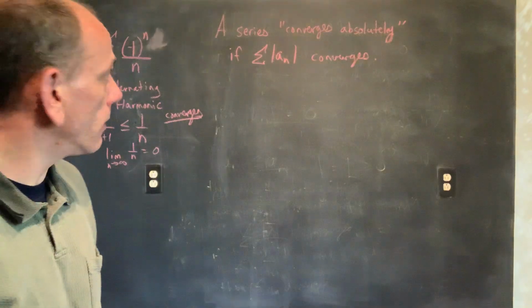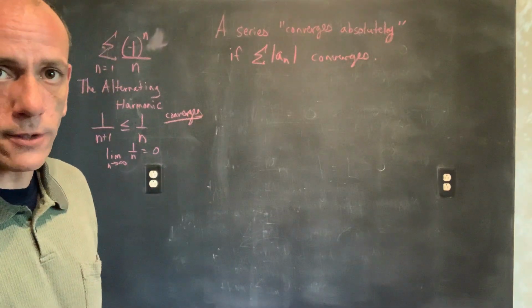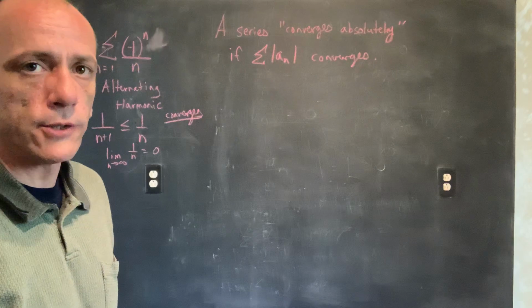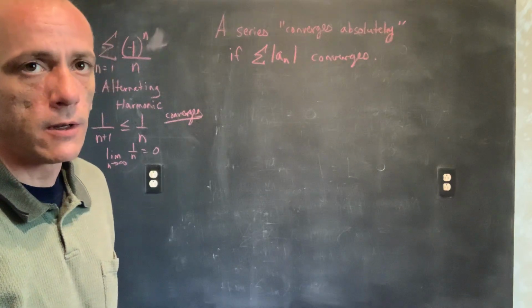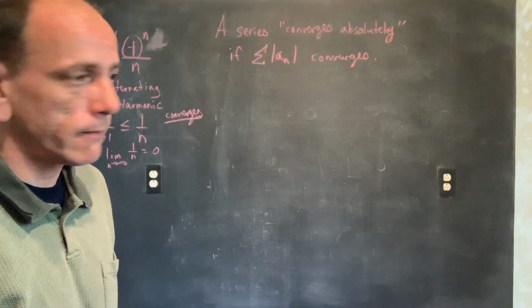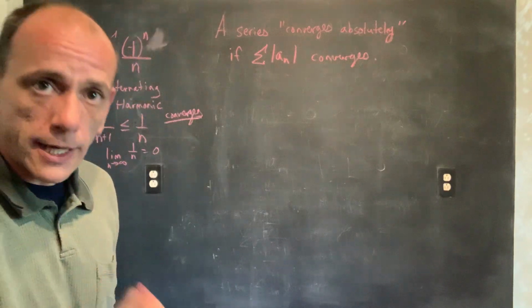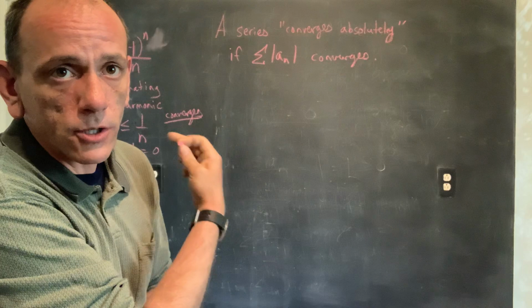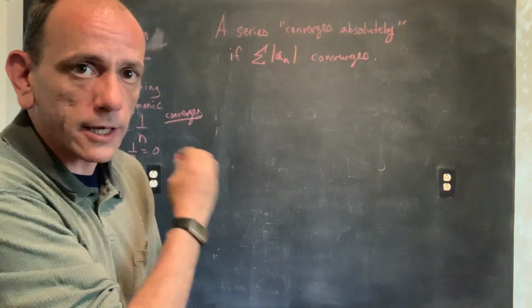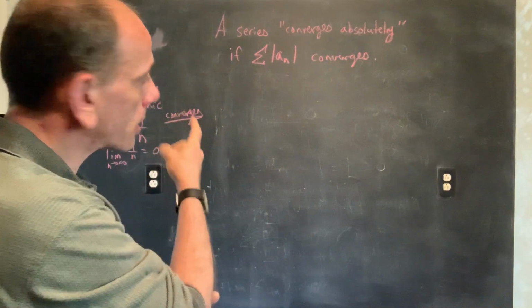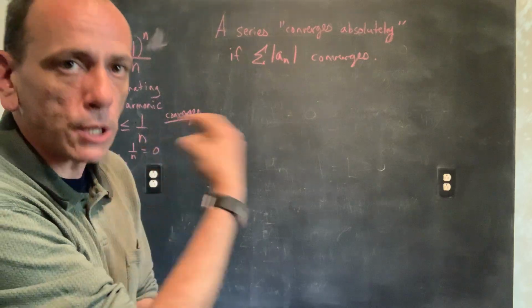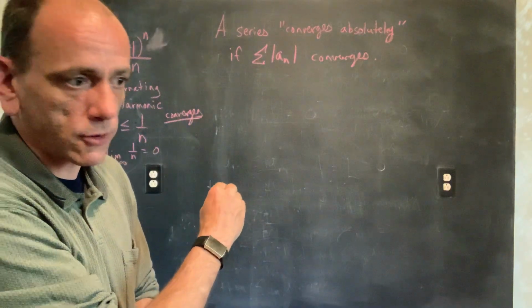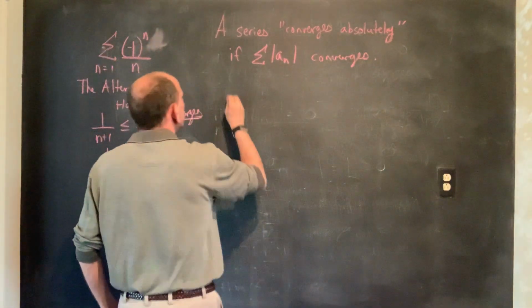Now, converging absolutely, or absolute convergence, is a very powerful statement. It's a stronger statement than converging. In fact, that's a theorem. If a series converges absolutely, then it converges. In other words, converging absolutely implies that the series converges. So let me write that.